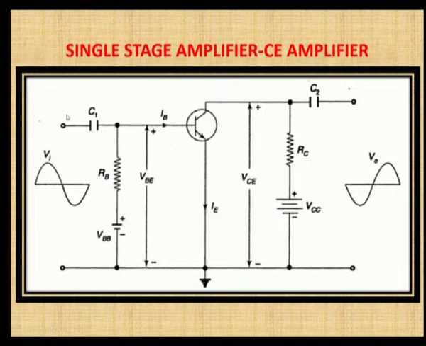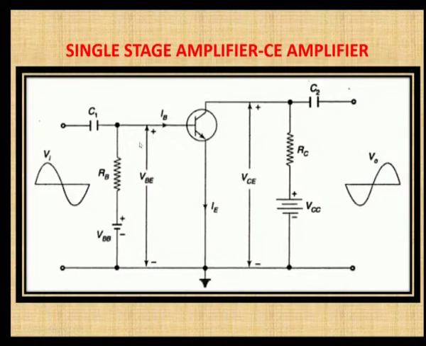Here the signal is given through the capacitor C1 and there is a power supply VBB through the resistance RB, and here again there is a power supply VCC for the output port through the resistance RC. The output of the transistor is given as the input to the next stage of the amplifier through a capacitance also. So, across these two terminals you can get the output of this particular circuit.